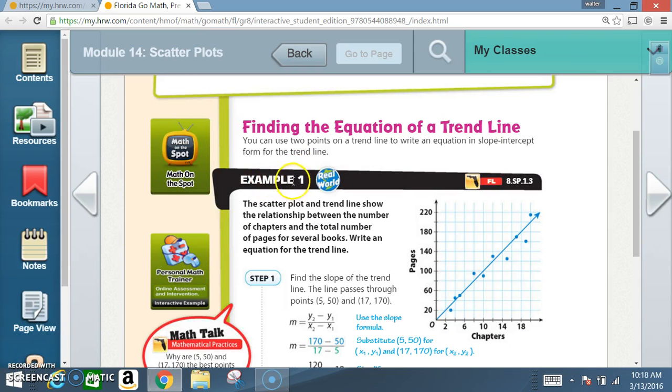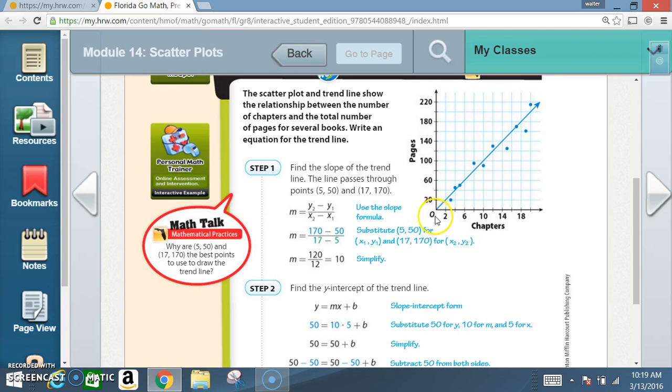Okay, let's take a look at example 1. Finding the equation of a trend line. You can use 2 points on a trend line to write an equation in slope-intercept form for the trend line. Example 1. The scatter plot and trend line show the relationship between the number of chapters and the total number of pages for several books. Write an equation for the trend line.